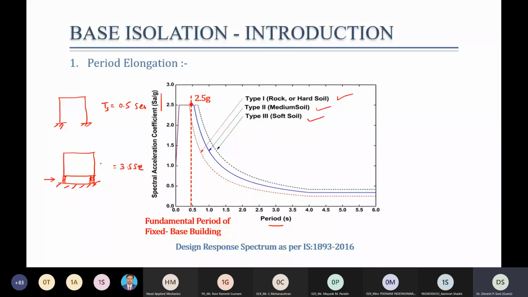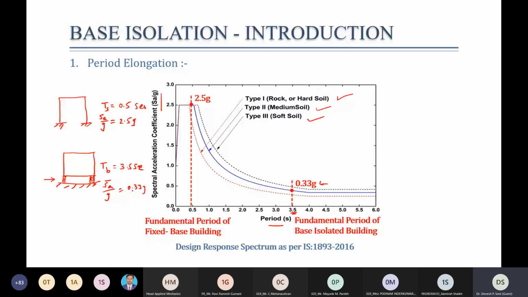Okay. So that time period will be denoted as TB, the time period of the base isolated system. Here the time period is 3.5 seconds. Now let us examine the spectral acceleration. For the fixed base system, the spectral acceleration Sa/g value is 2.5 times the gravitational acceleration. However, for the base isolated building, Sa/g comes out to be 0.33 times g.